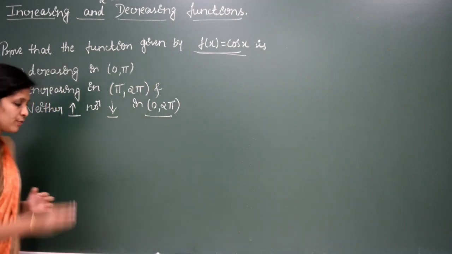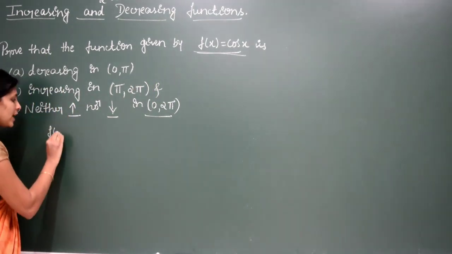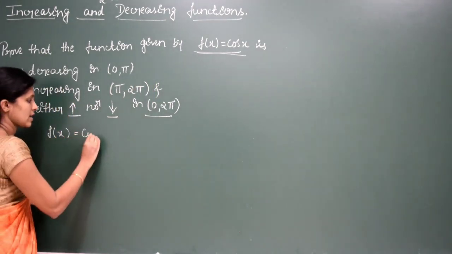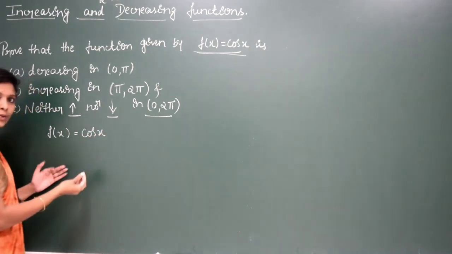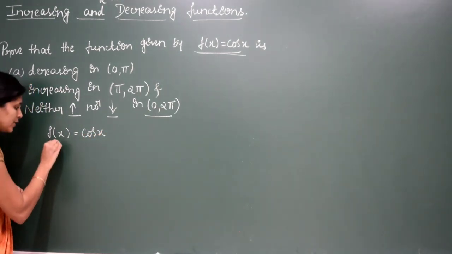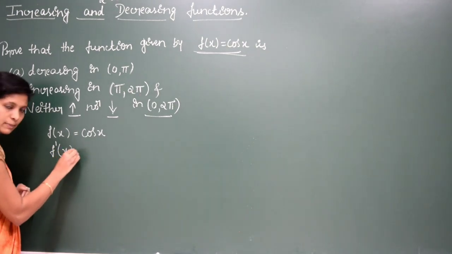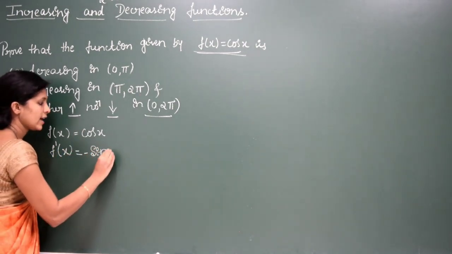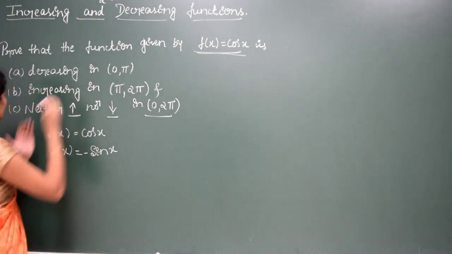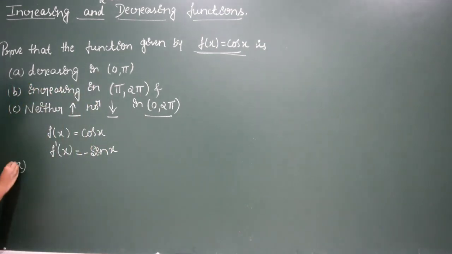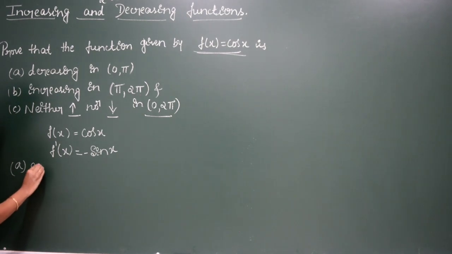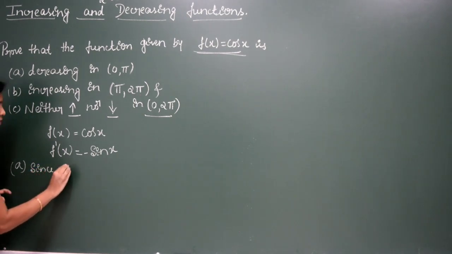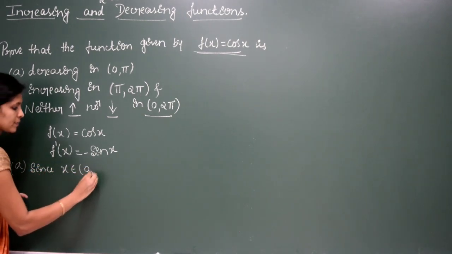First, what you have to do, we'll consider the function f of x is equal to cos x. After that, you have to differentiate this function. So the derivative f dash of x will be equal to derivative of cos x, which is minus sin x, right? Now we'll check with the first one, A. We'll consider that the value of x belongs to 0, pi.